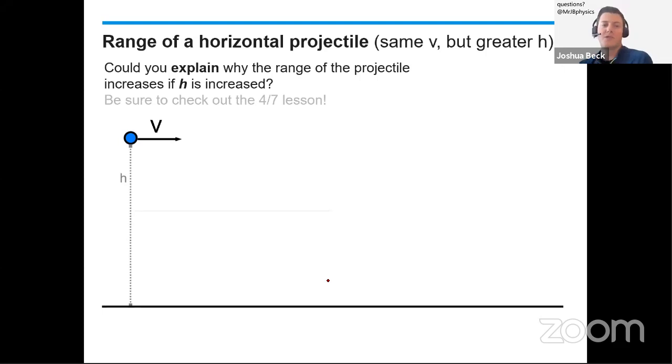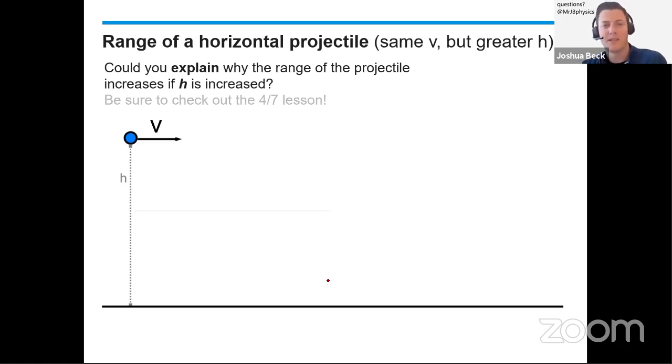Now, if I raise this projectile, I'm not going to go through this explanation, but a good self-check: could you explain why the range of this projectile increases if h increased? If you can't explain why, then please go back and check out the lesson from the 7th. Being able to explain why things change while addressing all the relevant variables is an important skill for P1, especially for the upcoming exam. So if you can't answer this question, be sure to check out the previous lesson.